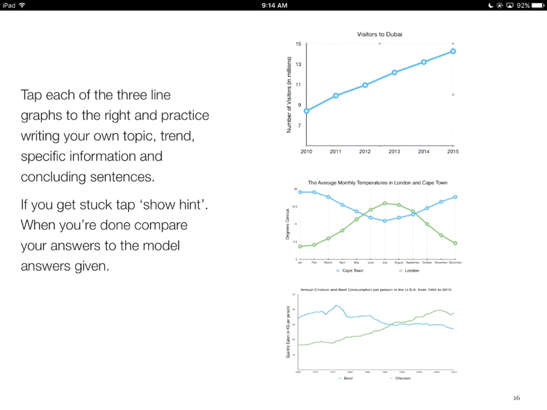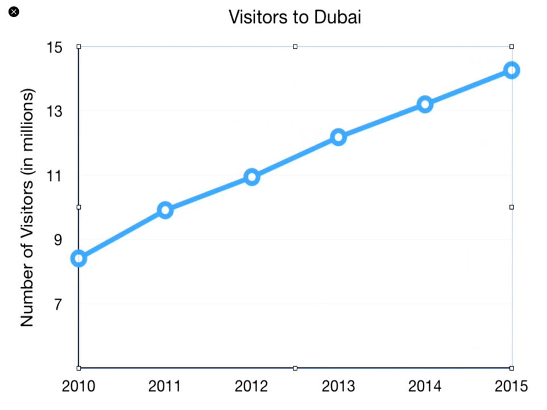And then now the students have to write sentences. So we're breaking down the final summative task into its component pieces and increasing in complexity. So they start, for each one of these line graphs, they have to write several sentences. They're going from simplest, visitors to Dubai, to most complex, with the annual chicken and beef consumption in the US. So this builds up their skills, starting with a simple single line graph.